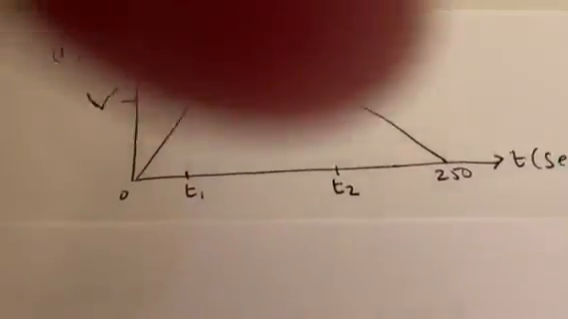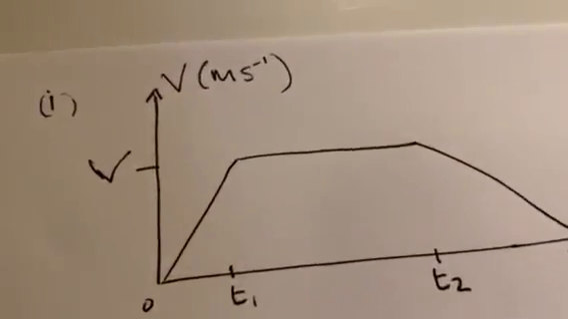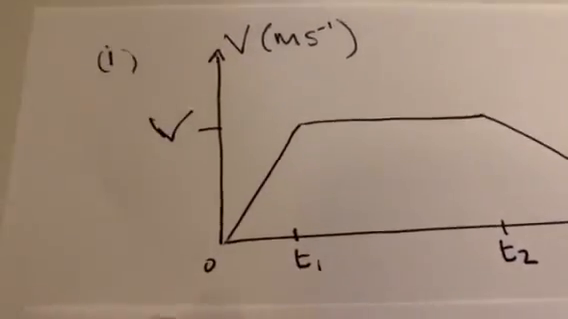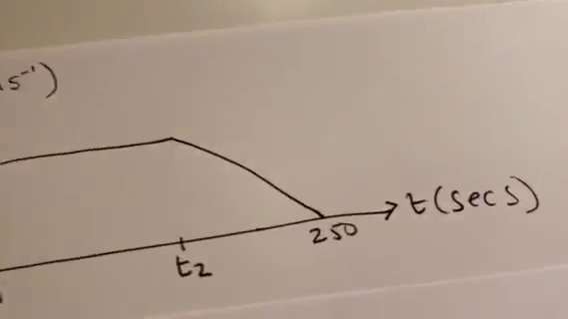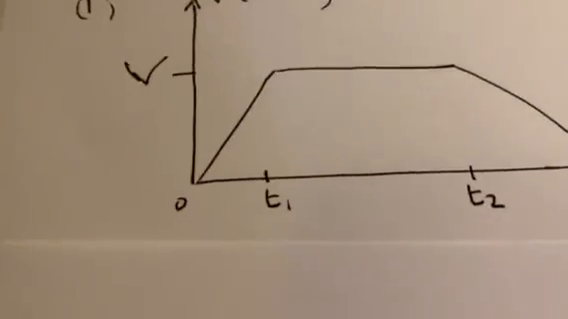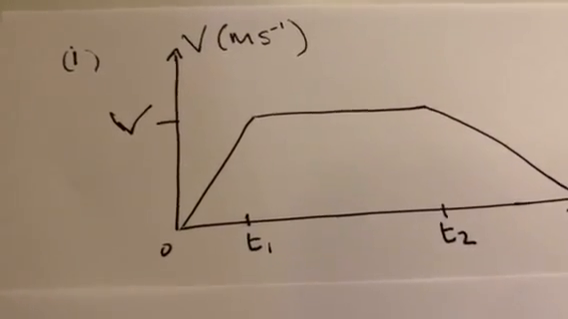Okay, so here's part I, the graph. Key things that they're going to want to see: that your axes are labelled V and T, and that the graph starts at T and V equals 0.